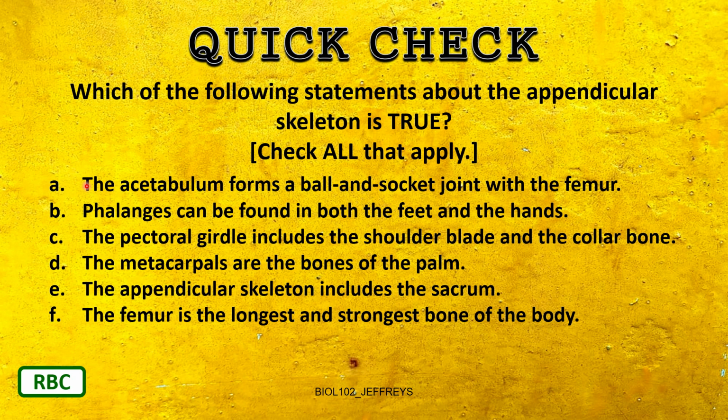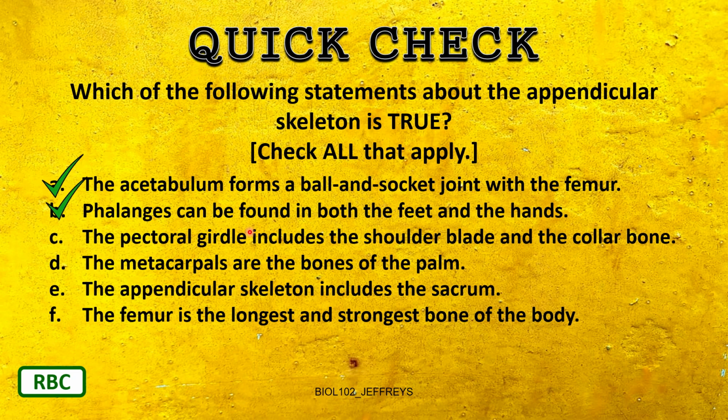Let's take them one at a time. So the acetabulum forms a ball and socket joint with the femur. Well, we know that the acetabulum is the socket portion that articulates with the ball of the femur. So that is definitely true. Phalanges can be found in both the feet and the hands. Remember that phalanges is just a collective term meaning all of the bones of the fingers and or the toes. So we know that's true.